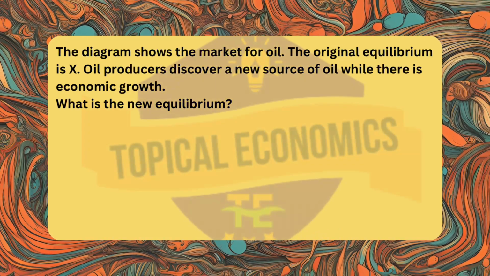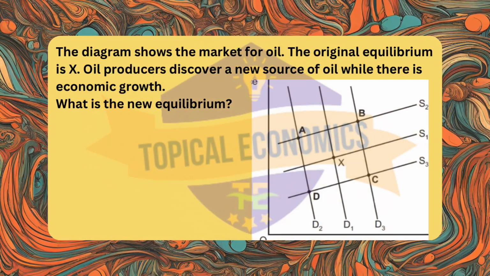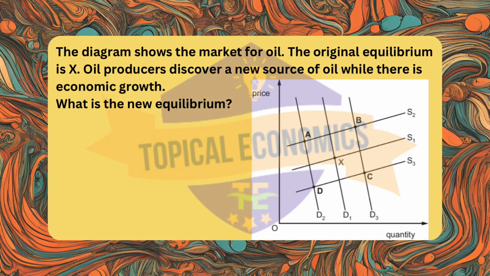The diagram shows the market for oil. The original equilibrium is disturbed as oil producers discover a new source of oil while there is economic growth. What is the new equilibrium? This question is from year 2021 May-June version 3. The correct answer for this question is option C.